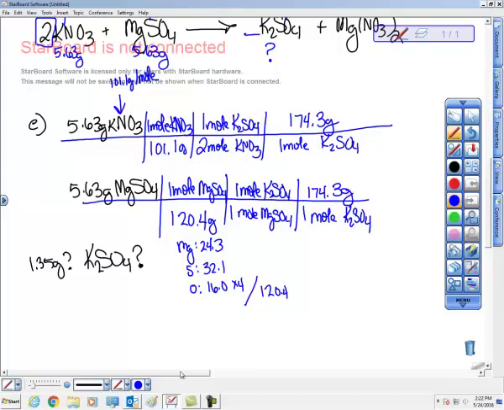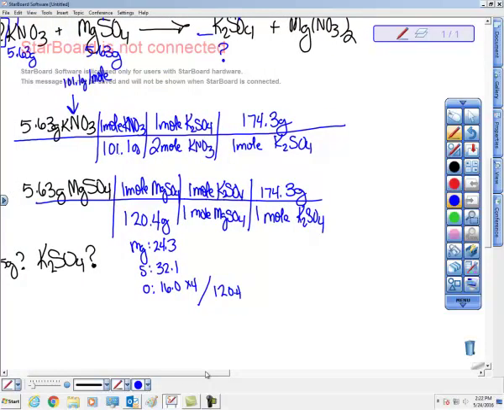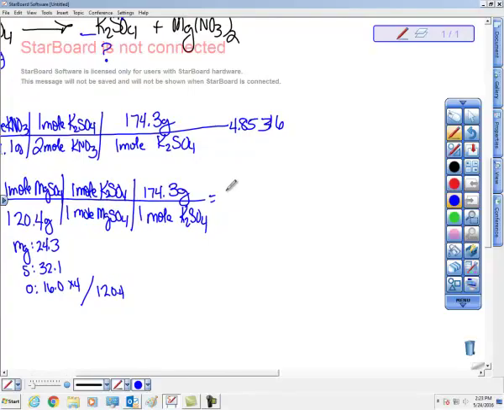Okay, so let's go ahead and solve both of these. Anything on the top is multiply, anything on the bottom is divide. Ignore your ones. So I'm looking at that first set. 5.63 divided by 101.1 divided by 2 times 174.3. Up here, my answer is 4.85316. It keeps going. Let's get the bottom one here. 5.63 divided by 120.4 times 174.3. On the bottom one, I got 8.1504, and it keeps going.